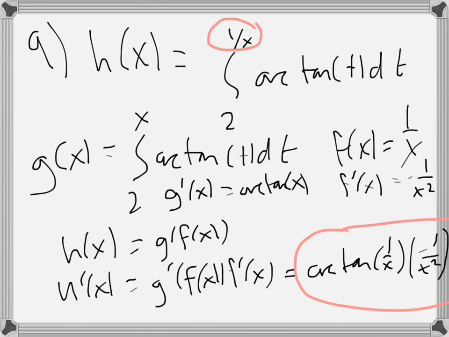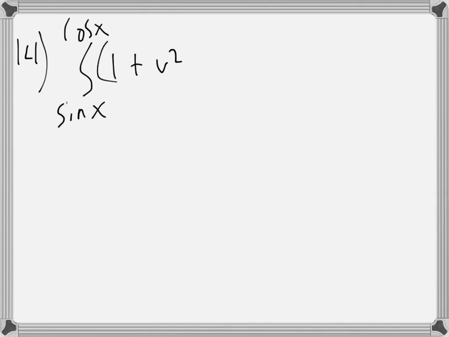Now we're going to add some integral rules to this, and we're going to tackle 14 here. So this is the integral from sine x to cosine x of (1 plus v squared) all to the 10th dv. So they call this y, and they want to find y prime.